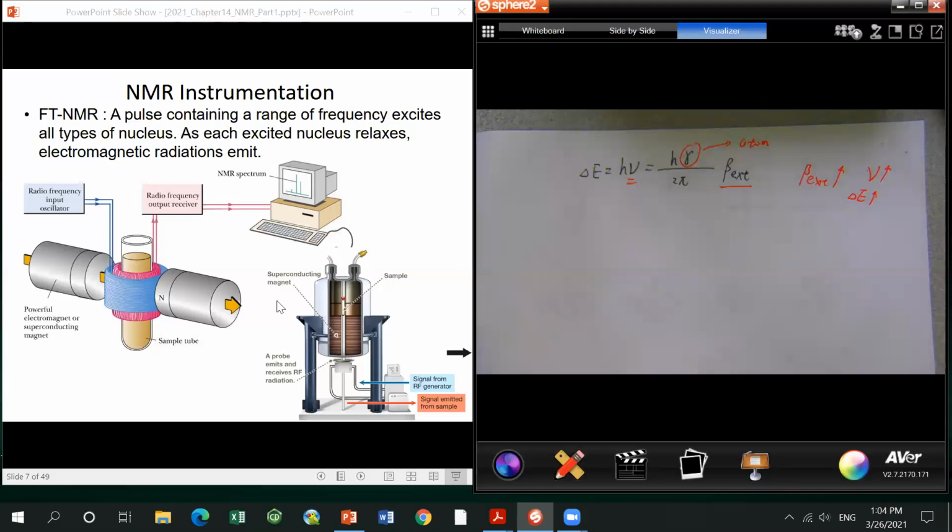And this one is the setup for a superconducting magnet NMR instrument, the high frequency one. For the superconducting magnet to work, you have to cool it in liquid helium first, close to absolute zero, and then the outer layer of liquid nitrogen also has to cool down. So that's why the high frequency NMR instrument is quite huge.